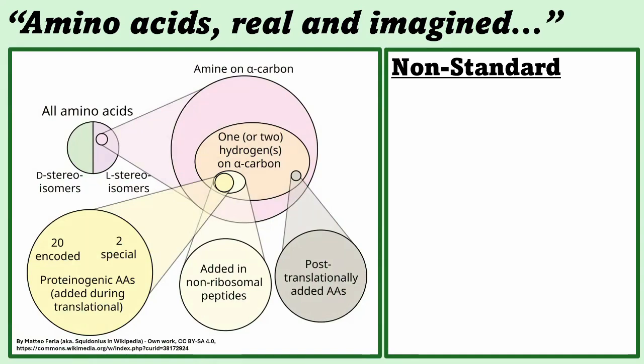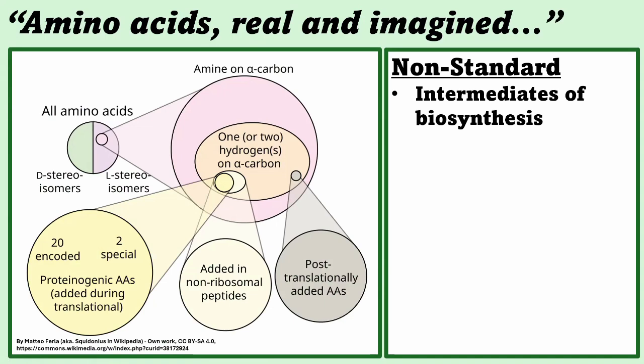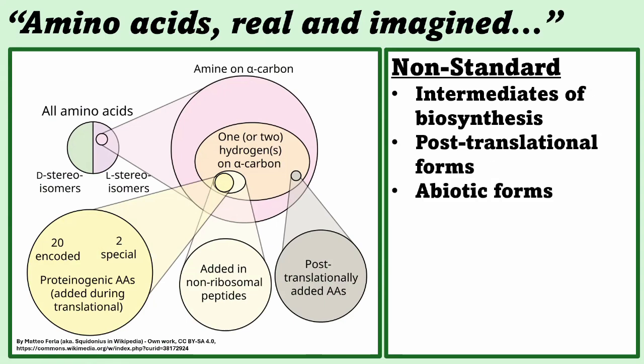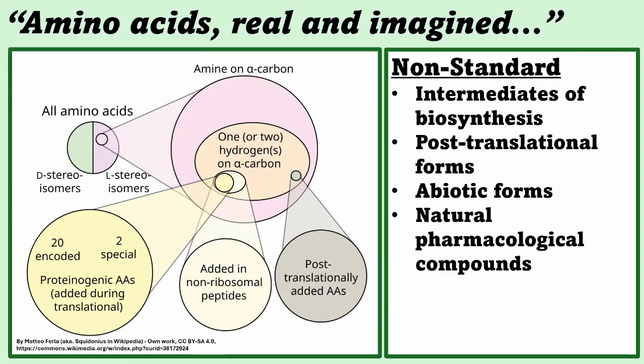And so this is a good conceptual space of amino acids by Matteo Ferla. You have all amino acids, and within the L stereoisomers, and we'll talk about that in a moment, you have the proteinogenic ones. There are just 20 of them, but then there's other ones that can fall in there. They can be these other amino acids that aren't proteinogenic. They can be intermediates in biosynthesis. They can be post-translational forms, or actually made abiotically. They could be natural pharmacological compounds that don't actually make up proteins but have other functions. And of course, they can be man-made.